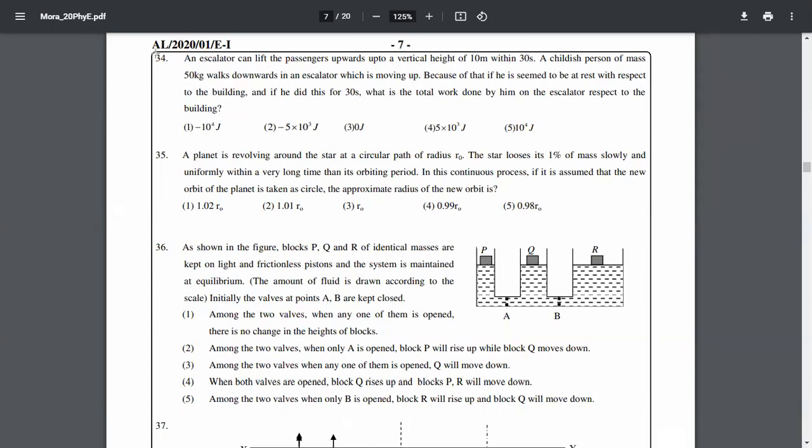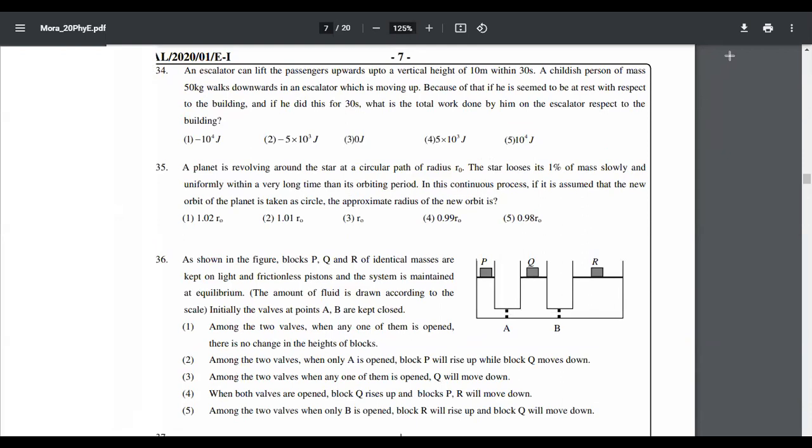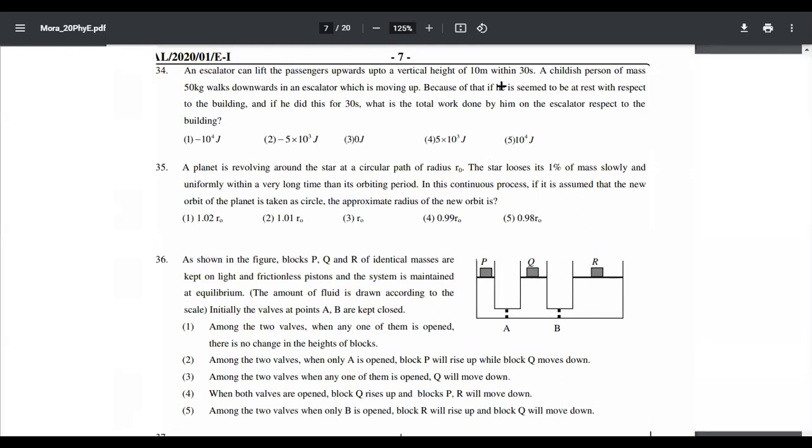An escalator can lift passengers upwards up to a vertical height of 30 meter within 30 seconds. Sorry, 10 meter within 30 seconds. Vertical height of 10 meter within 30 seconds. A childish person of mass 50 kilogram. I think what they're supposed to say is a mischievous person. That's what they're supposed to say. 50 kilogram walks downwards in an escalator which is moving up. Right? Because of that, he seemed to be at rest with respect to the building.